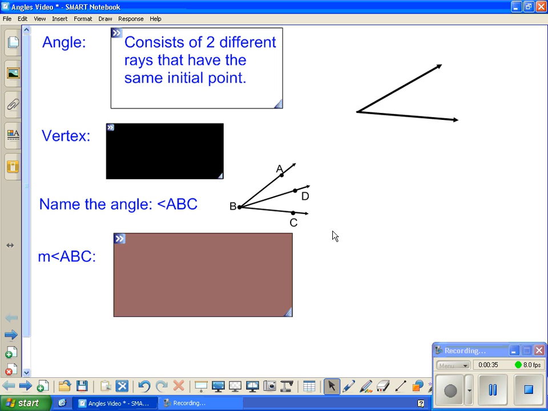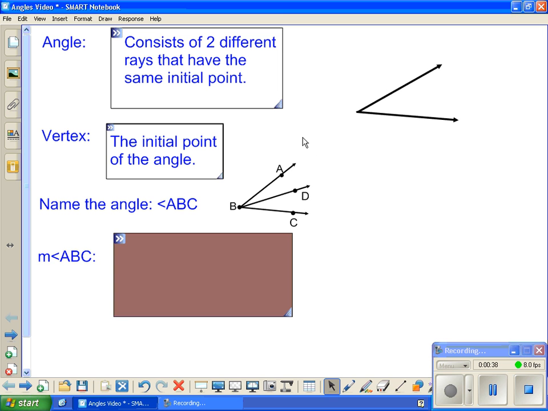And let's go ahead and look at our second definition, vertex, the initial point of the angle, and that would be right here. This is the vertex of the angle.